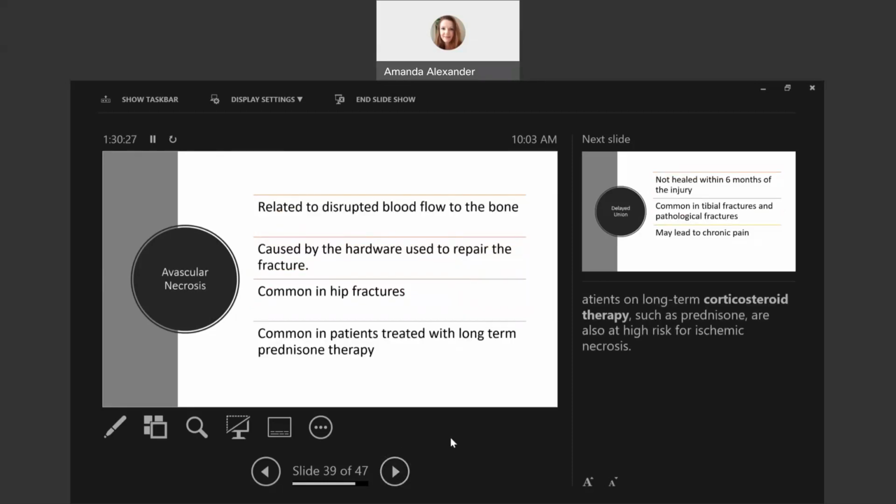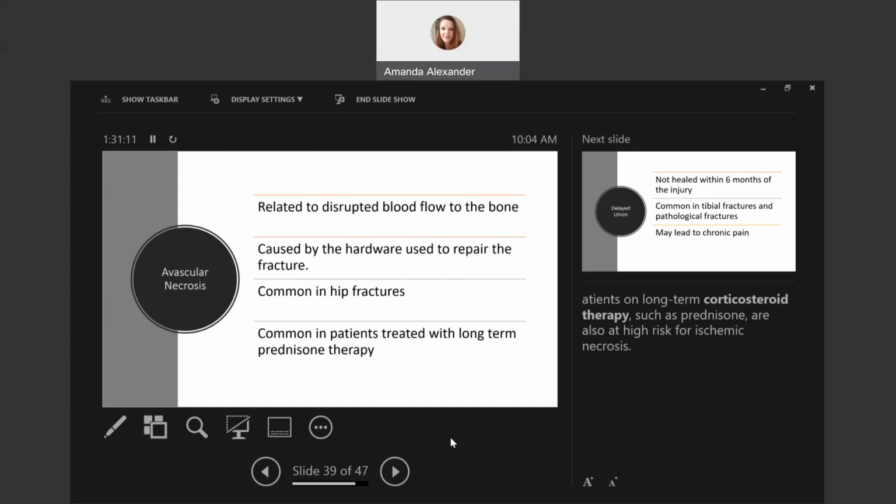All right, let's talk about avascular necrosis some. Avascular necrosis is related to disrupted blood flow to the bone. It's caused by hardware sometimes. It can also be caused by disease. So if you consider someone that, say, has osteoarthritis, and osteoarthritis decreases the blood flow to the distal portion of the bone, or where the joint occurs. If this blood flow has slowed, then the bone itself will deteriorate and die. So this is avascular necrosis, okay?